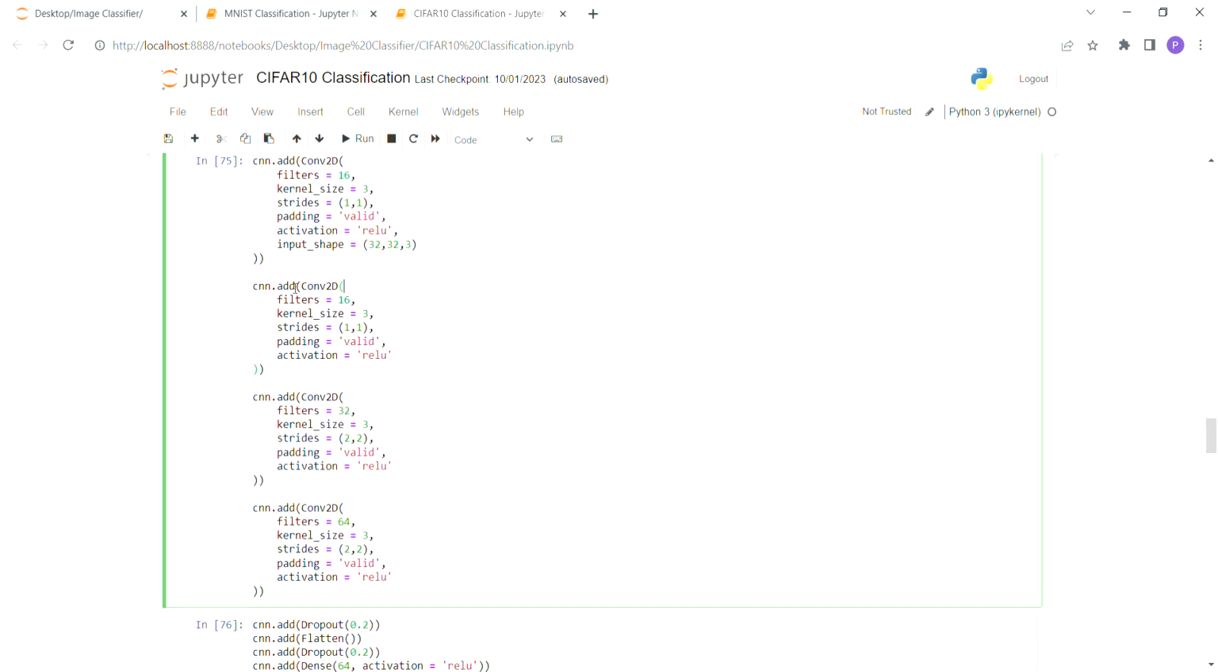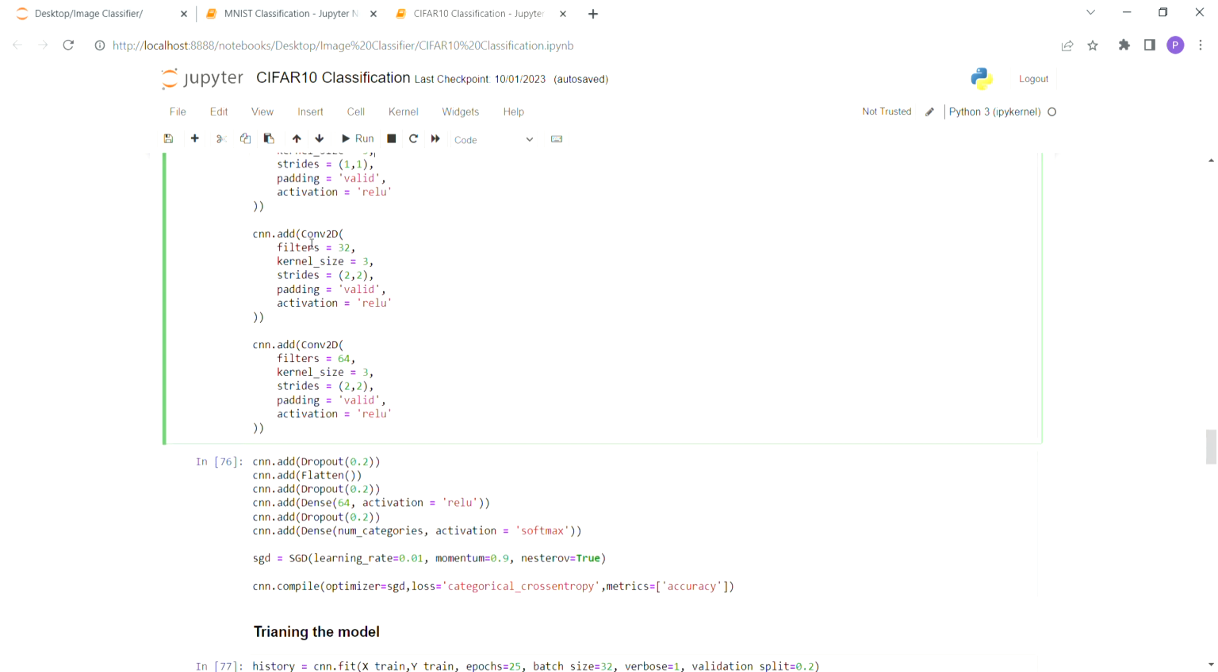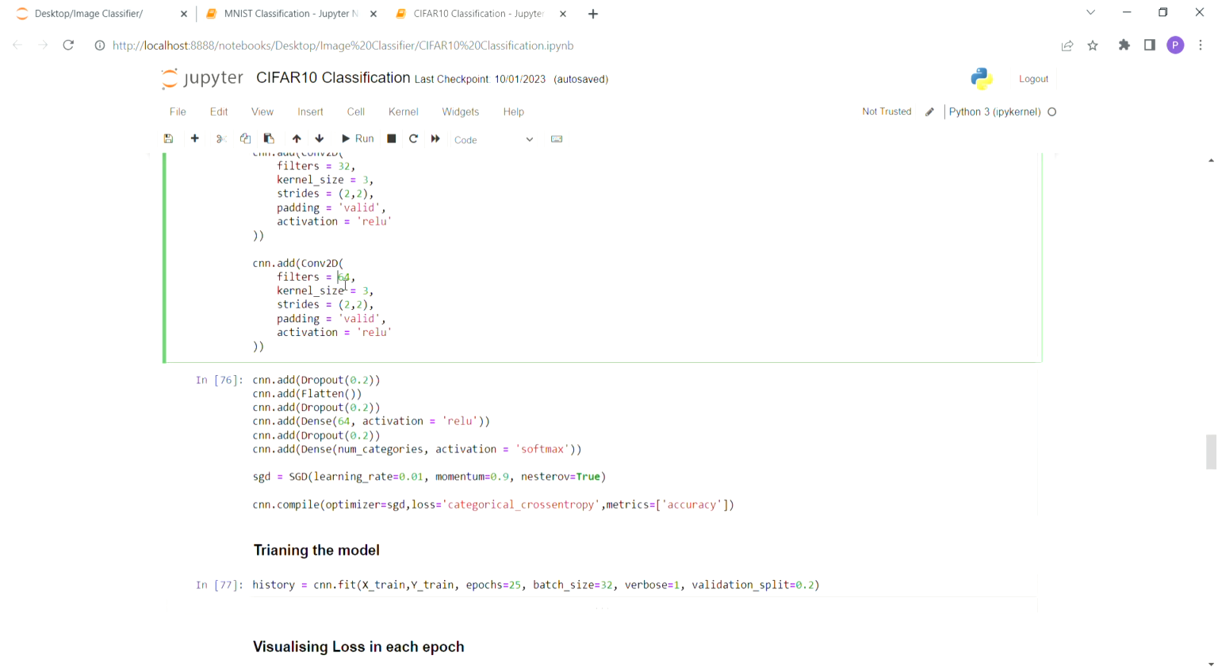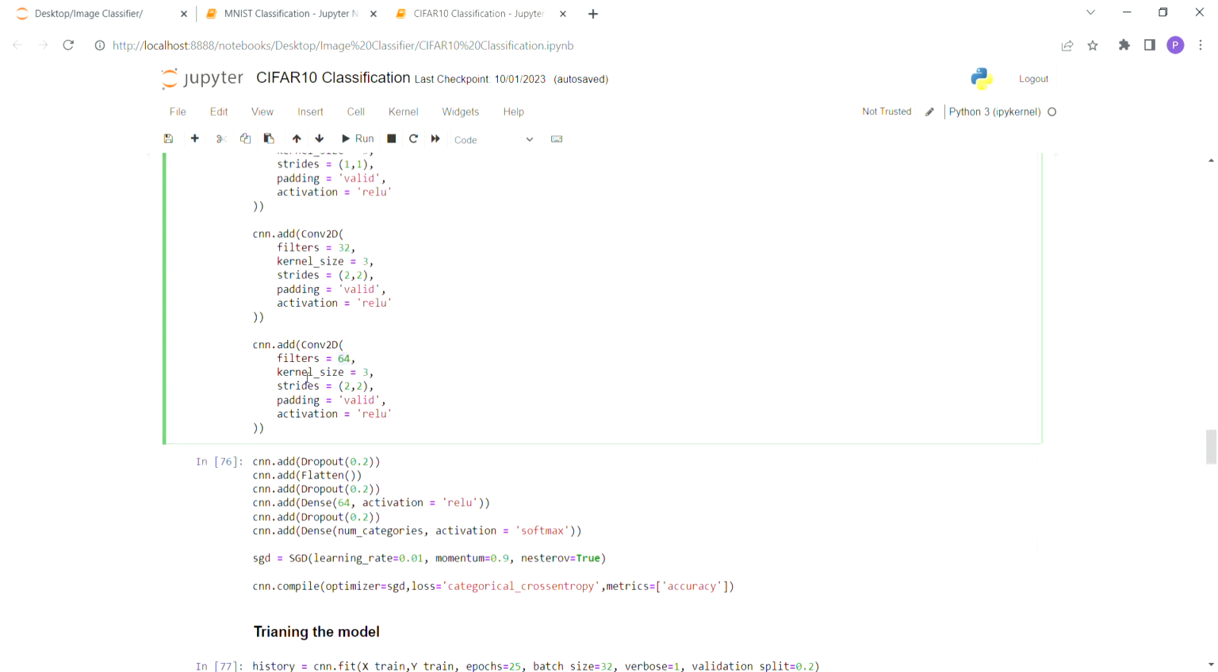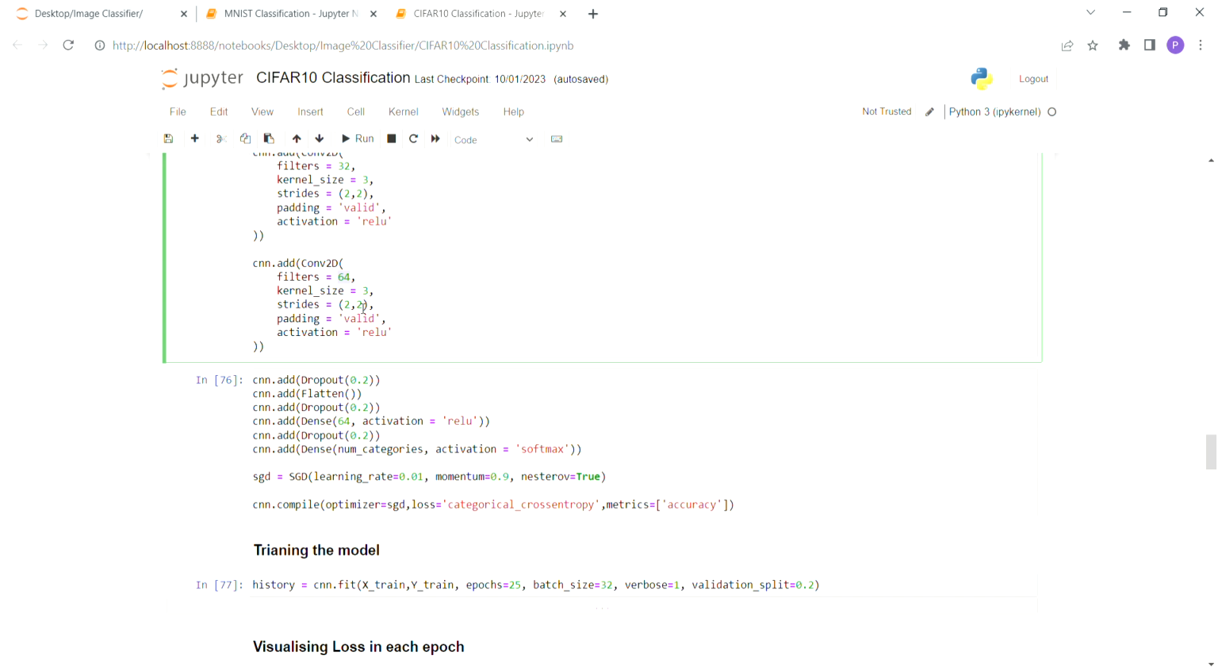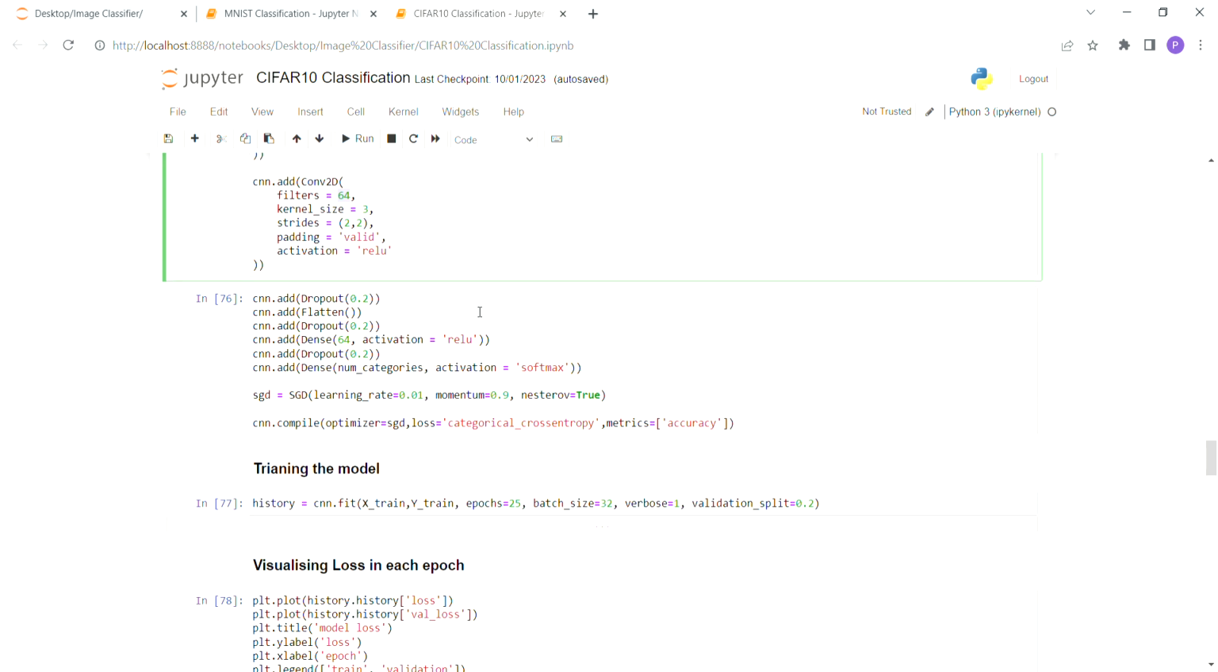Further we will be adding another convolution layer of a similar structure. Then we will add a third convolutional layer where we will have 32 filters instead of 16, and we will be using a 2 cross 2 stride. Basically we will be moving 2 pixels. So essentially what we are doing is we are convoluting as well as doing some sort of pooling, just to decrease the dimensionality. Further, we will be using another convolution layer of 64 filters and the same stride in both the directions.